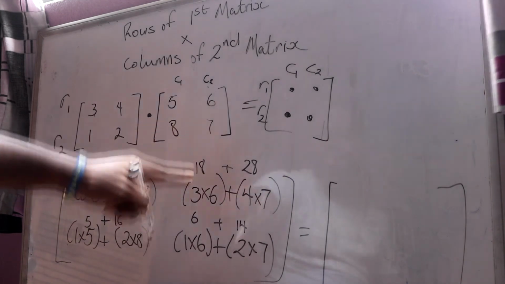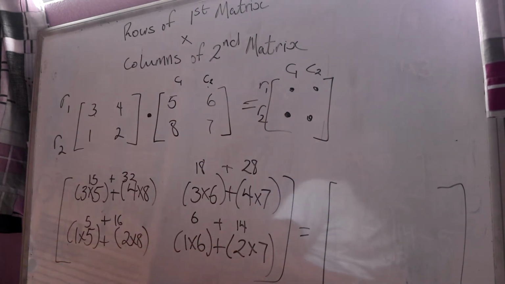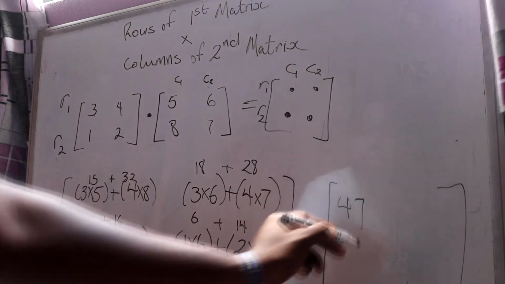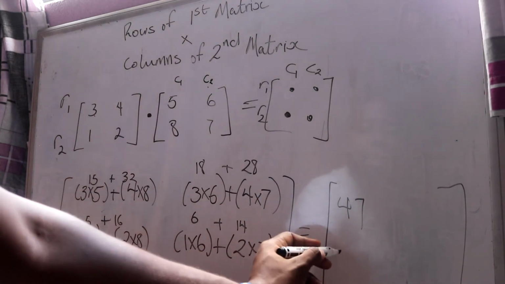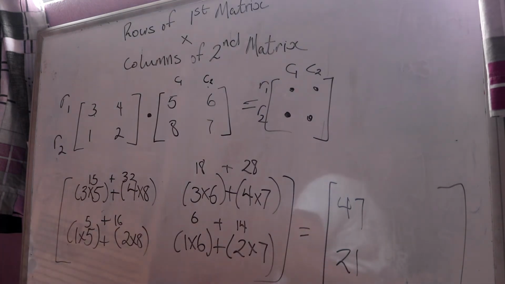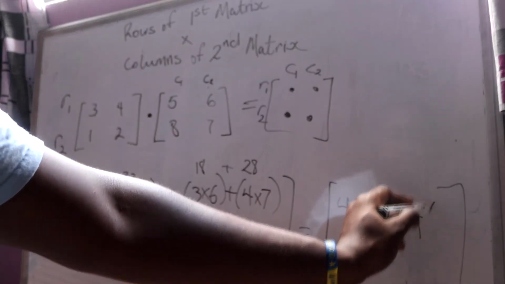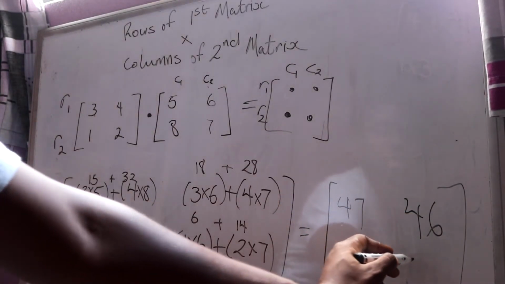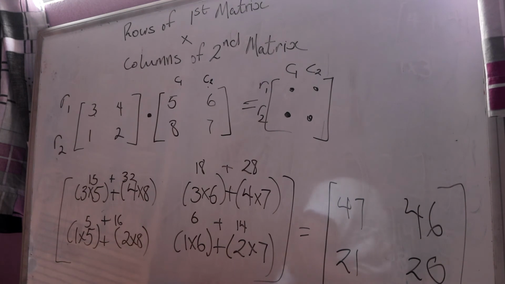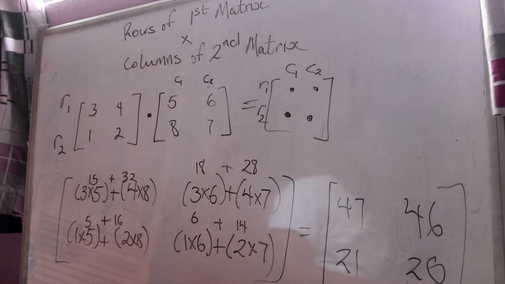So now we just gotta add these and put them in here. Alright? So let's go. 15 plus 32 is 47. 5 plus 16, I believe, is 21. 18 plus 28 is 46. And 6 plus 14 is 20. And that is how you multiply a matrix by another matrix.